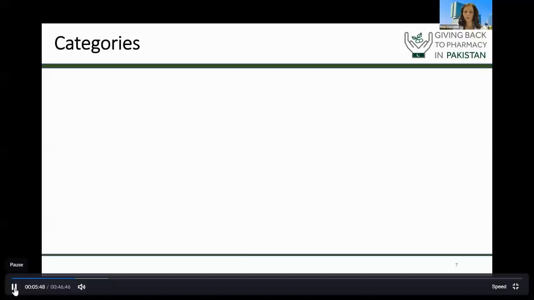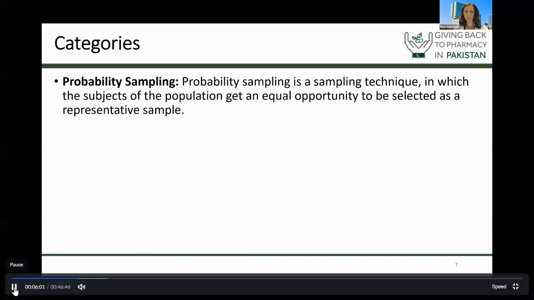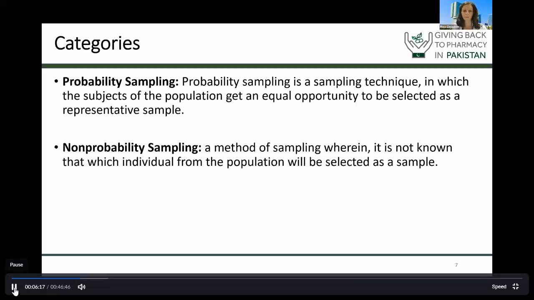Now, when it comes to sampling, and sampling is very important, we'll look at possibly reasons why the right sampling technique is very important. There are different types of sampling. The two major categories are probability sampling and non-probability sampling. Probability sampling is a technique in which the subjects of the population have an equal opportunity of being selected into your sample. The non-probability sampling is a method of sampling wherein it is not known which individual from the population will be selected as a sample.